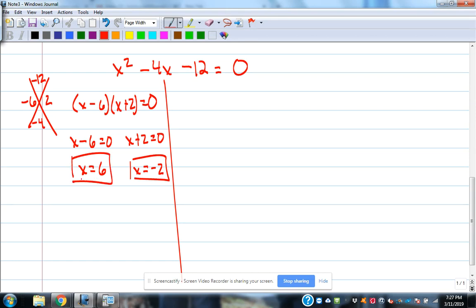Notice I said potential answers. It doesn't mean they are the answers. It means they're potential answers. They're the answers to that quadratic. That doesn't necessarily mean that they're answers to the radical equation we had at the beginning. Okay.